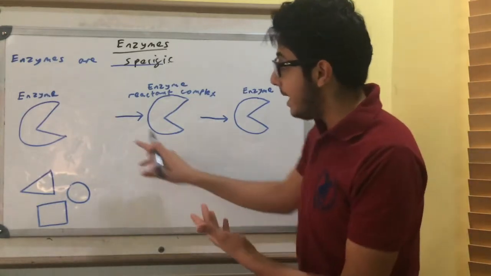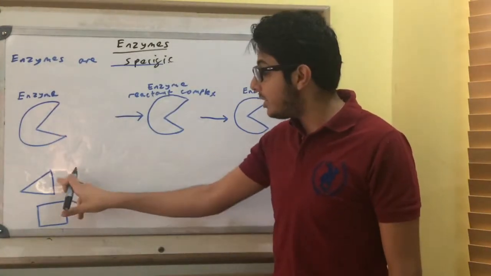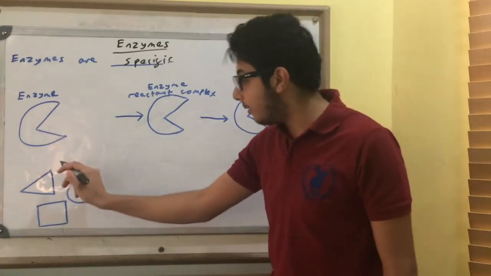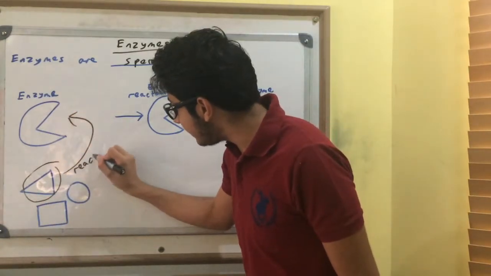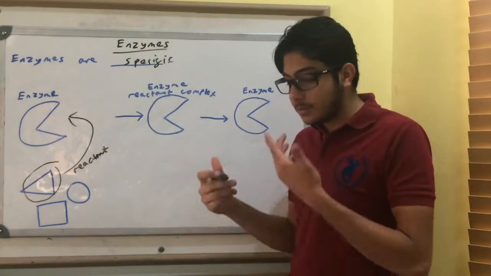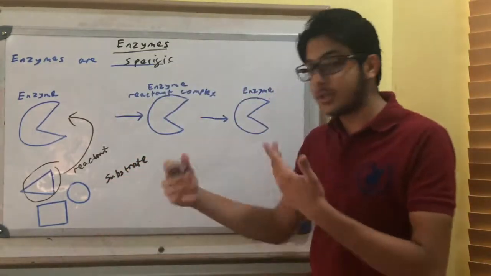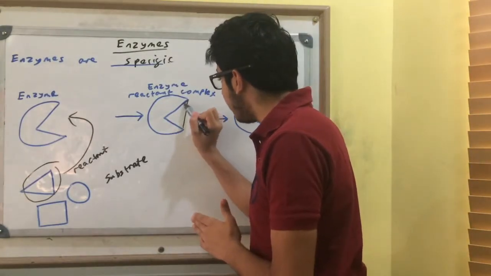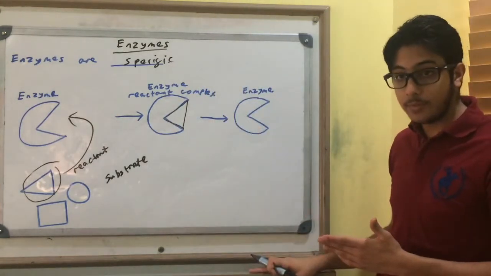Why? Well, let's see. Here we have the enzyme. Here we have some molecules. Which molecule do you think will fit into the enzyme? Obviously, it's going to be this one. And this is what we call the reactant. The reactant molecule, or sometimes it is referred to as the substrate. Then the enzyme and the reactant, or the substrate, combine to form an enzyme-reactant complex.